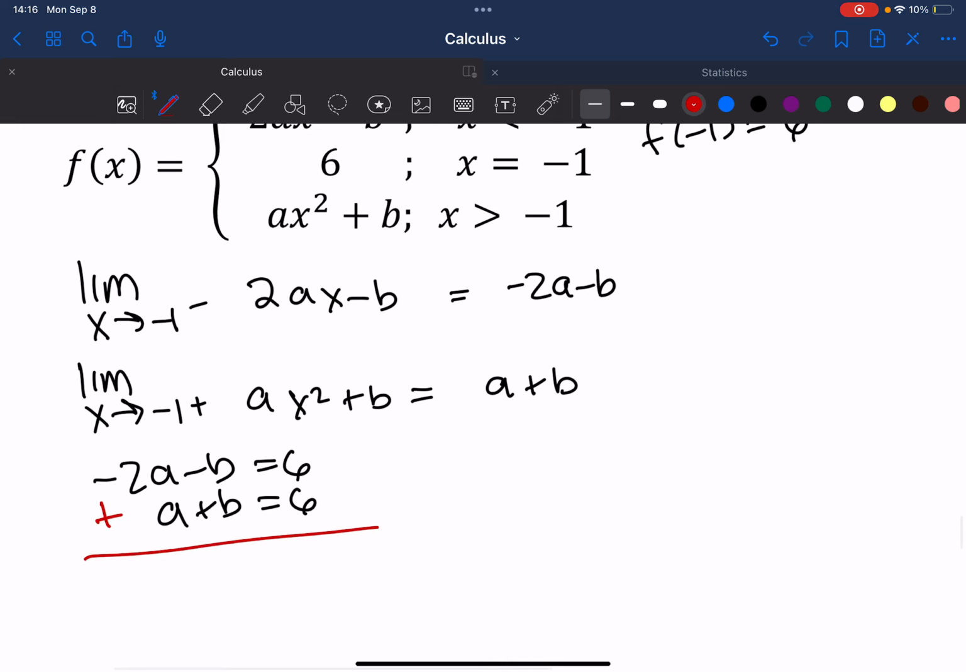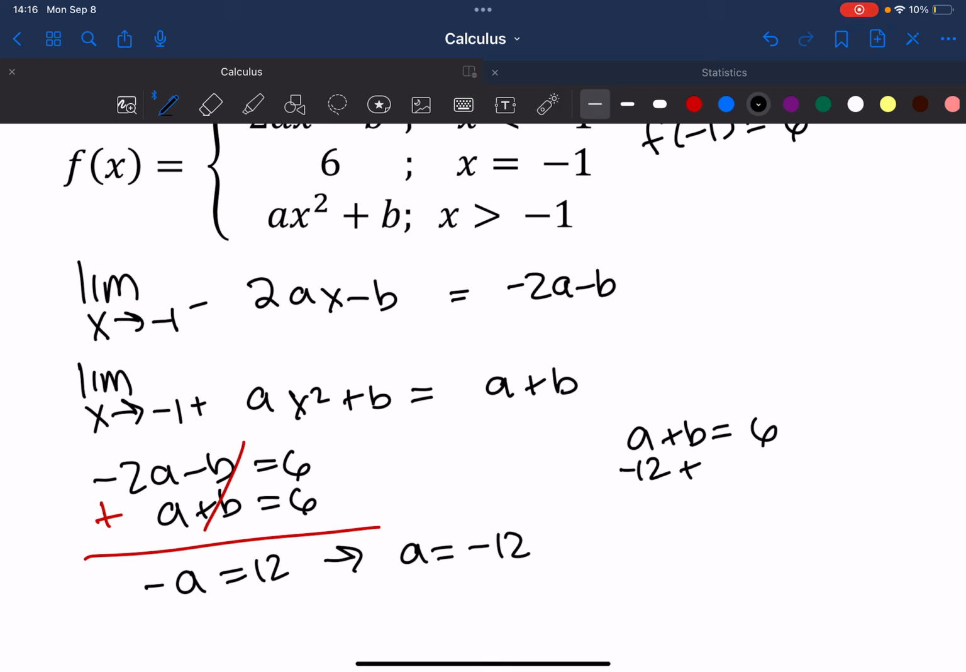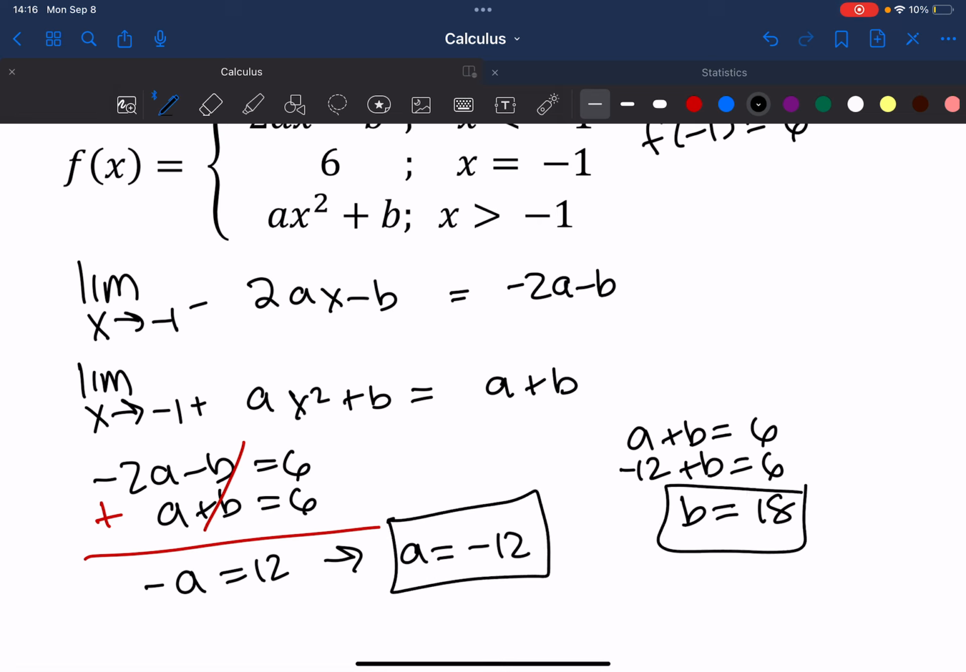So if I add these down, the b's are going to cancel, and I'm left with negative a is equal to 12, or a is equal to negative 12. I can plug that back into one of the equations, so I have negative 12 plus b equals 6, which means b is equal to 18. And these are my two answers in which the function would be continuous only if a is equal to negative 12 and b is equal to 18.